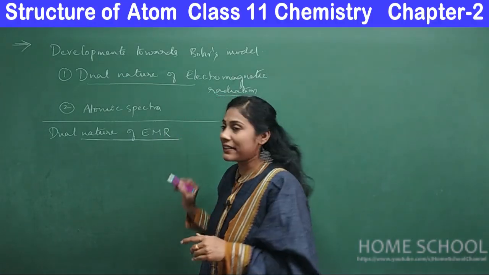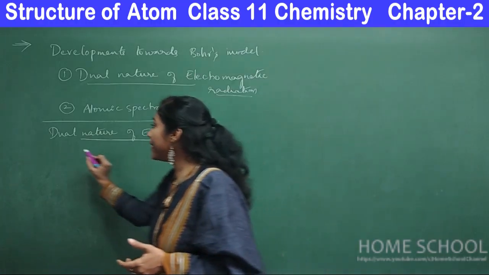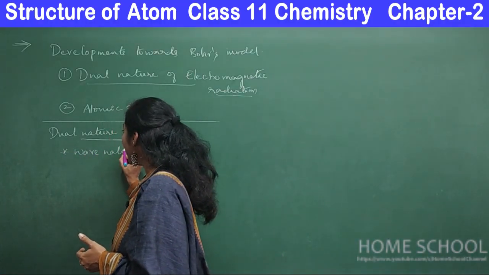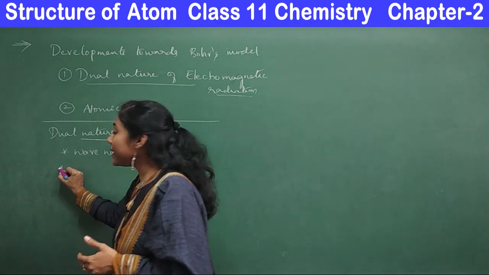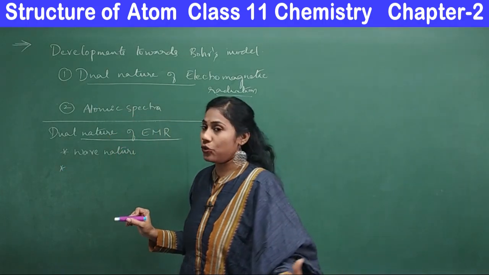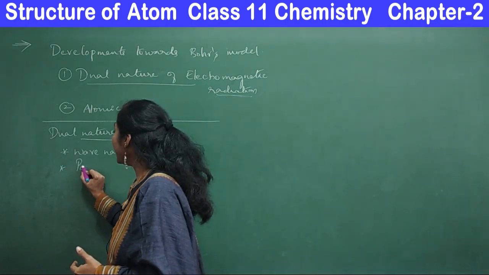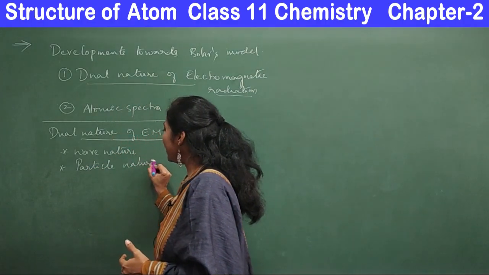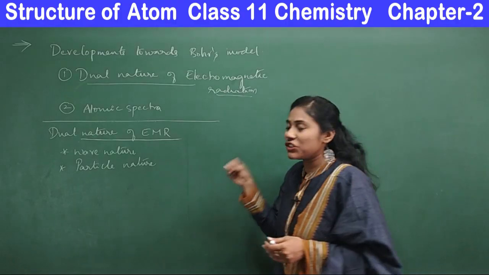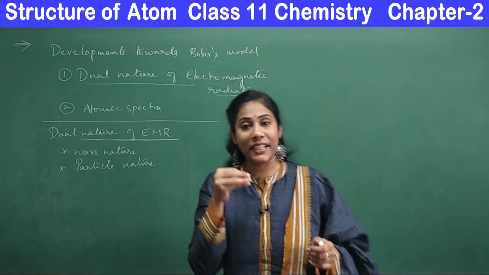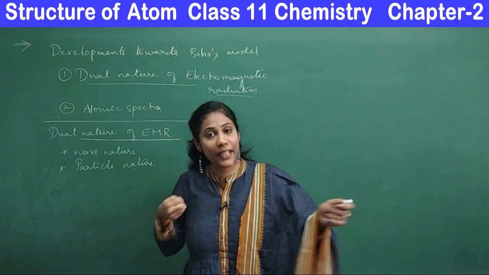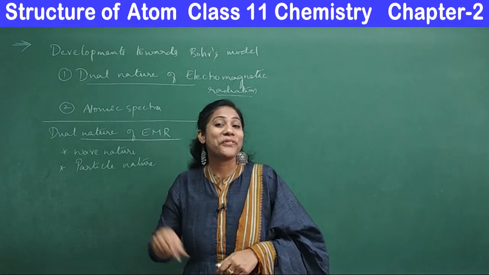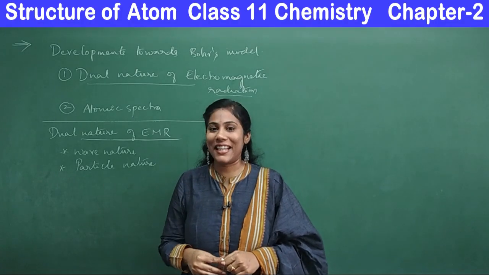Our electromagnetic radiation can behave as a wave. That's what we call wave nature. And these radiations can behave as particles also, right? So that's what we mean by particle nature. Many of you would be wondering what these electromagnetic radiations actually are, how they are produced, what are the different types of electromagnetic radiations. First, let us discuss that aspect.